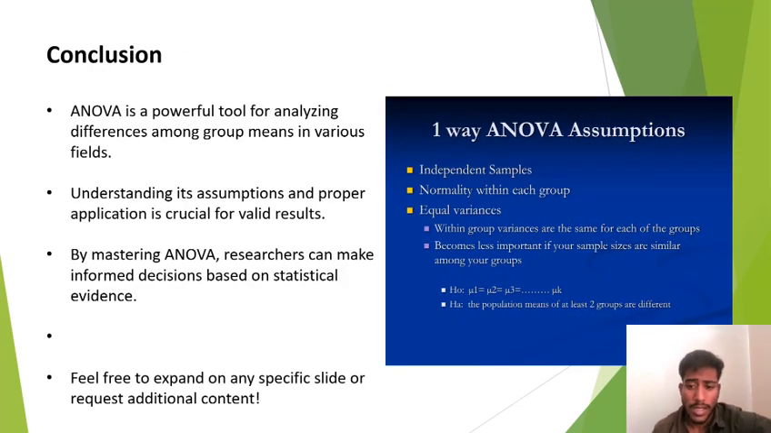So last part, we'll just glance at what we have discussed. So the conclusion is basically ANOVA is a powerful tool for analyzing differences among group means in various fields. Understanding its assumptions and proper application is crucial for valid results. By mastering ANOVA, researchers can make informed decisions based on statistical evidence. So it can be expanded on any specific slide or request additional.